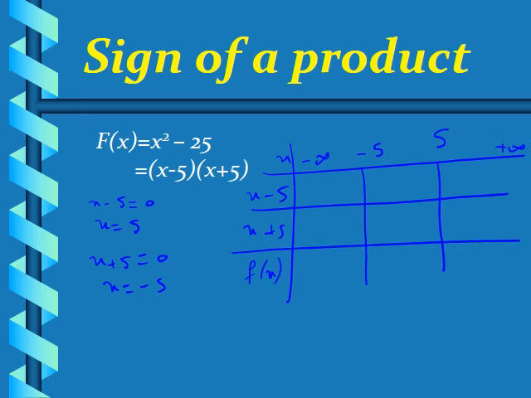When x minus 5 is equal to 0, then x equals 5. The sign of x is positive, then we write here minus, minus, plus. The sign of x plus 5 is positive, then we write minus, plus, plus. Then f of x: plus, minus, plus.